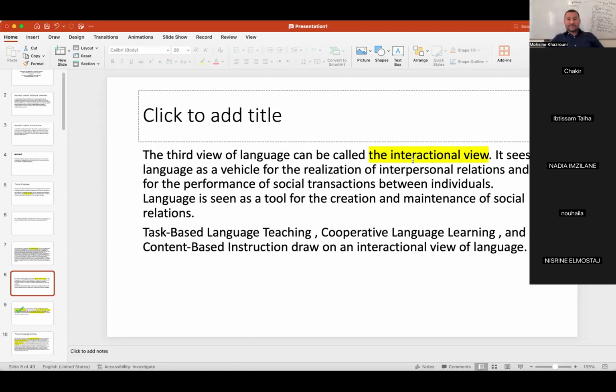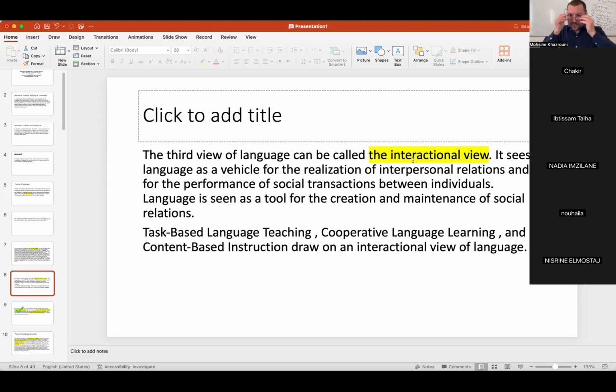The third view of language can be called the interactional view. It sees language as a vehicle for the realization of interpersonal relations and for the performance of social transactions between individuals. Language is seen as a tool for the creation and maintenance of social relations. Task-based language teaching, cooperative language learning, and content-based instruction draw on an interactional view of language.